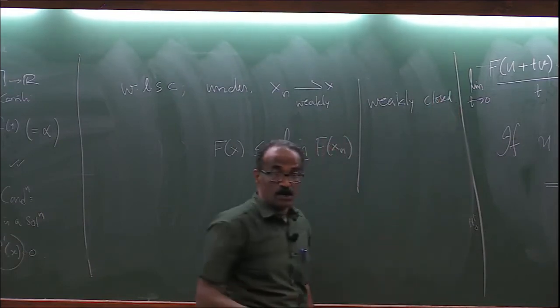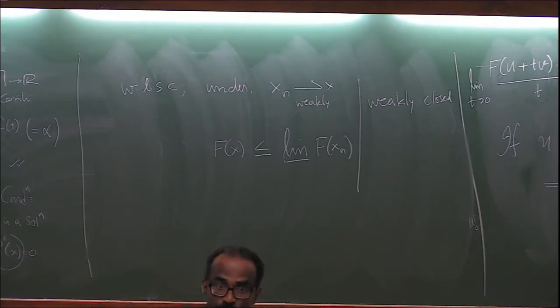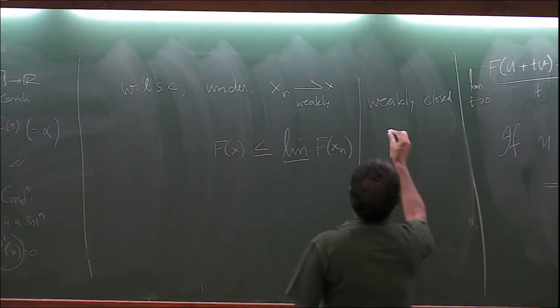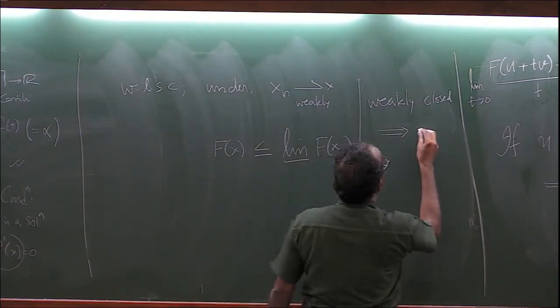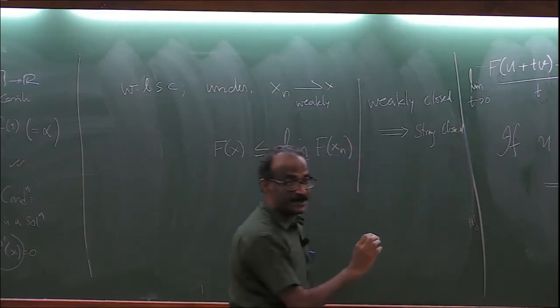What is the meaning of a closed set? If Xn converges to X in that topology, then X is in that set, right? Weakly closed means if Xn converges to X in the weak convergence, then you want to see that X is in that set. Okay? So weakly closed is again a stronger concept. In other words, weakly closed always implies strongly closed. So please be careful with these few notions.